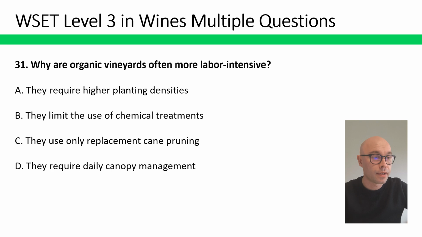Why are organic vineyards often more labor intensive? They require higher planting densities, they limit the use of chemical treatments, they use only replacement cane pruning, they require daily canopy management. The correct answer is B. They limit the use of chemical treatments. And with less chemical treatments, you need to work harder in order to protect the vines from pests and diseases and all the hazards.